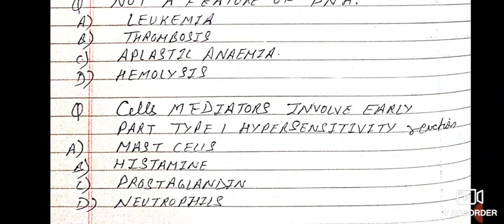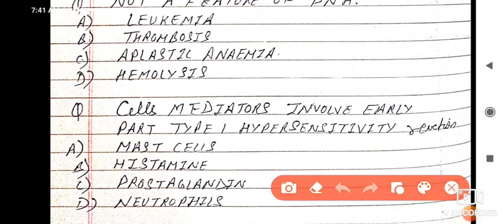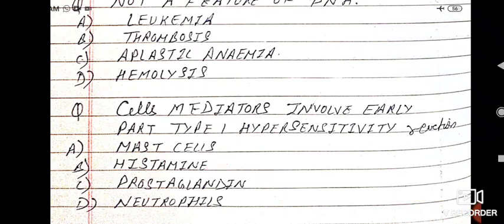They are asking not. Now which cell mediators are involved in the early part of a type 1 hypersensitivity reaction? The best answer here is mast cell, histamine, prostaglandin. If more than 3, all 3 are the answer, but neutrophil is not included.